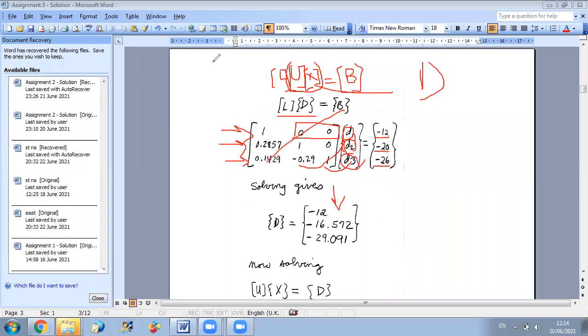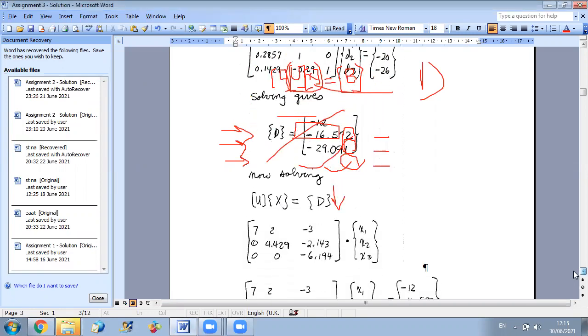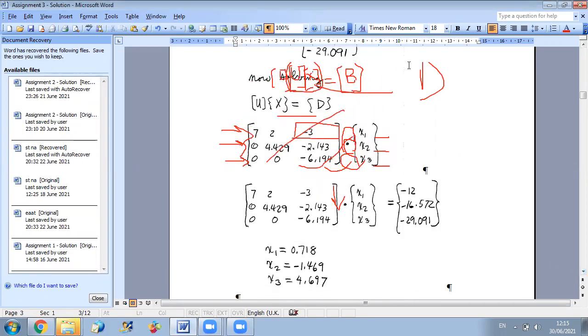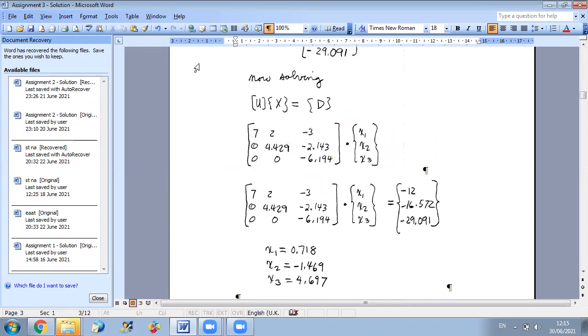Once I get D, now I go back to the definition of D. D is defined as U times X. So now I am back to the backward substitution. So this system here, as you can see, since I am using now the upper matrix, zeros are at the lower part. So I will start by the last equation. So this is why it's backward substitution.